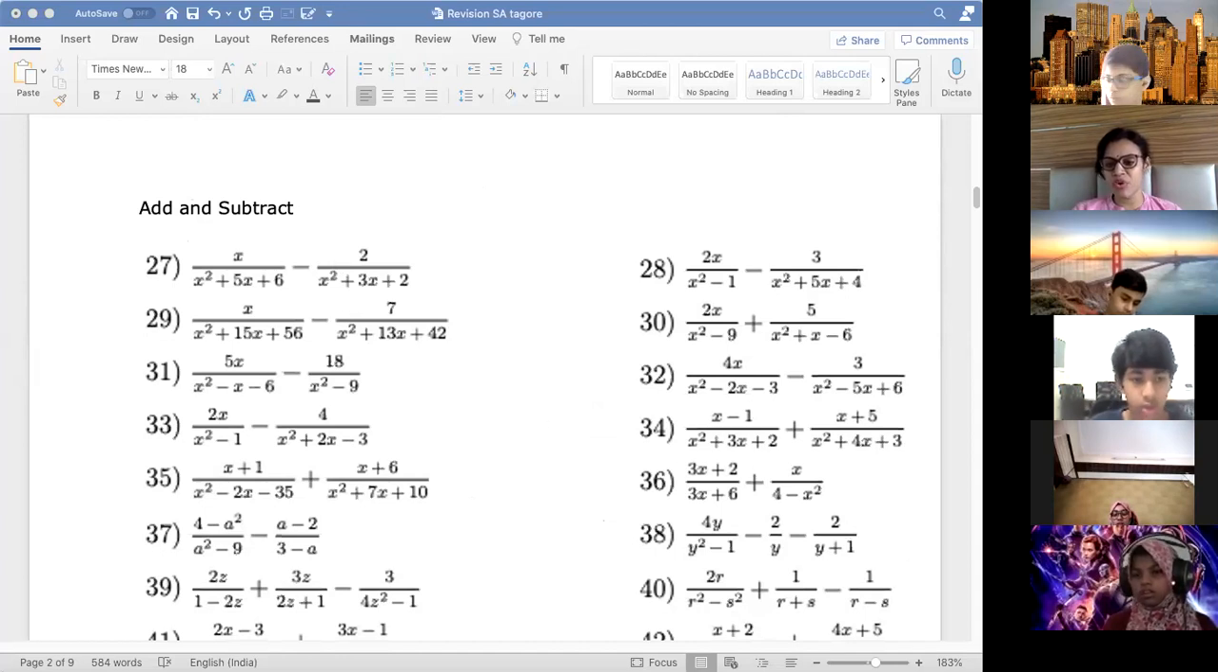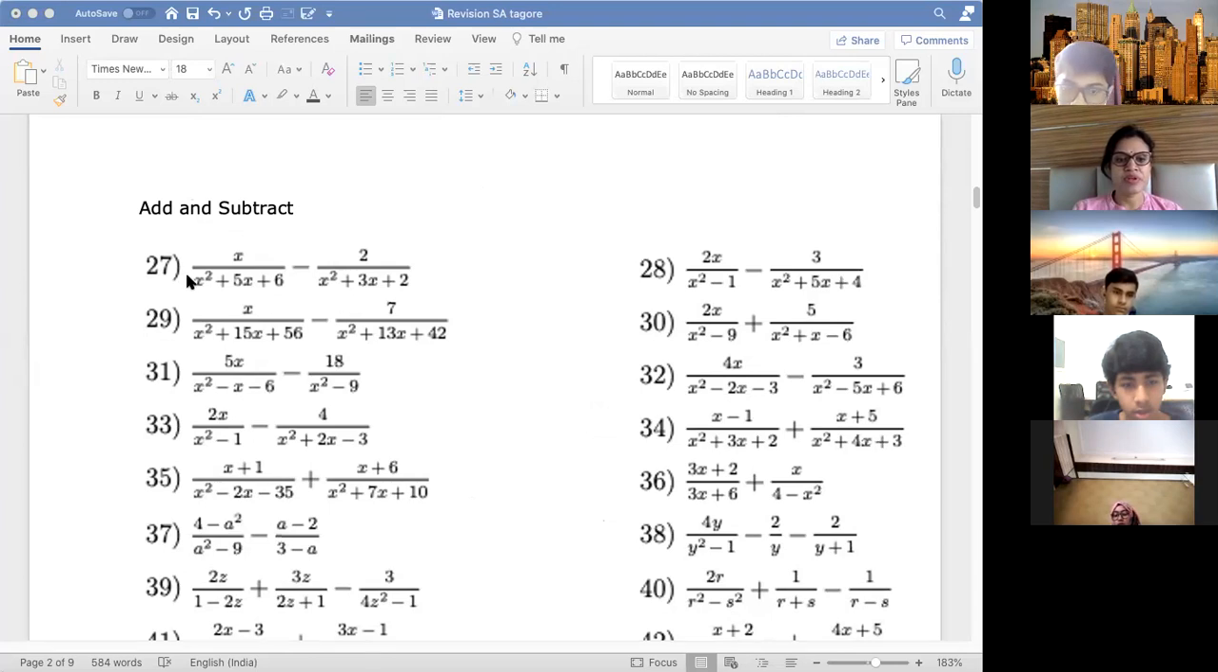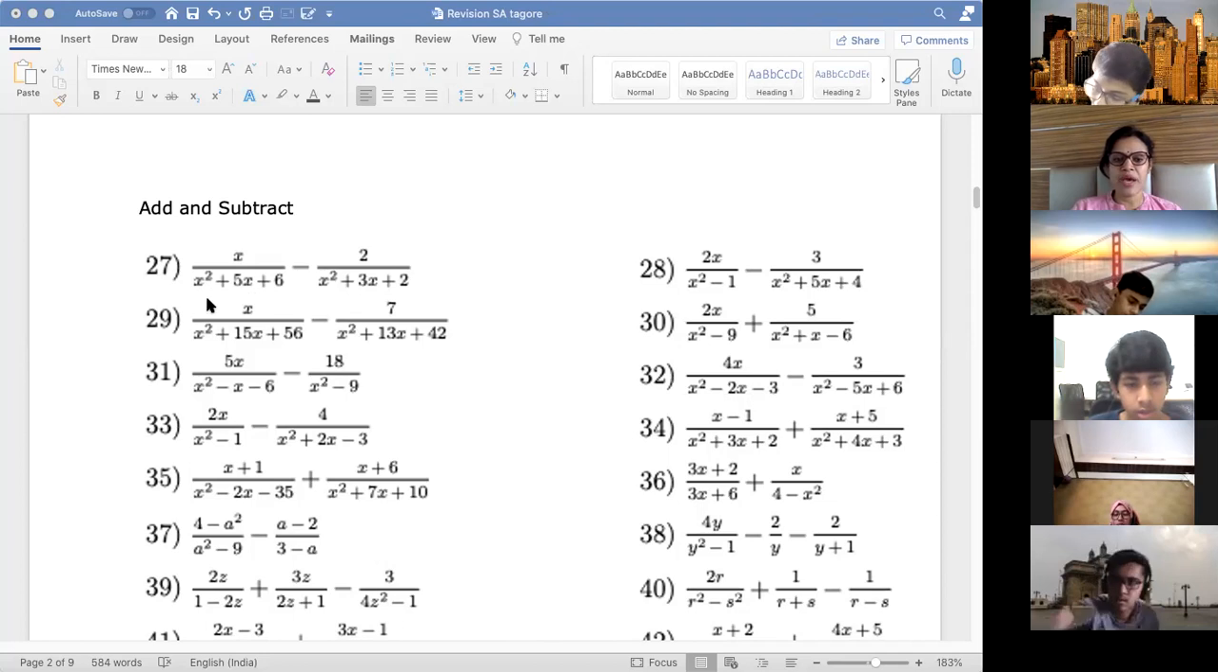Do you remember how to do it? Okay, who will tell me? Ahmad, tell me how will we do this addition of rational expressions? Ma'am, you have to find the LCM of the denominator. For finding LCM, what is the first step that we are going to do with the denominators? Factorize. Yes, you have to factorize. So the first step is factorization of the denominators, and then find the LCM.